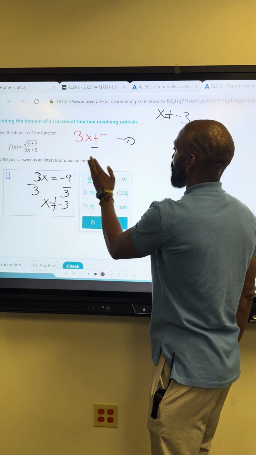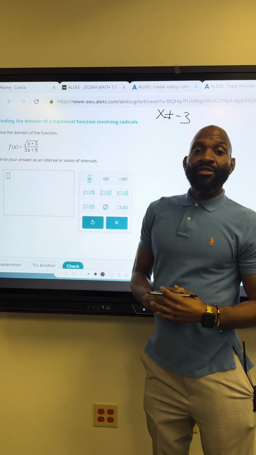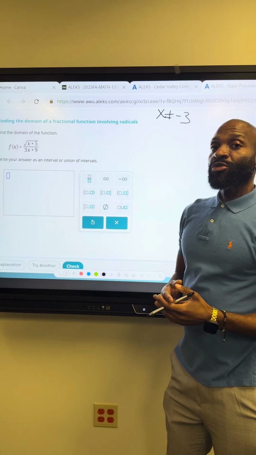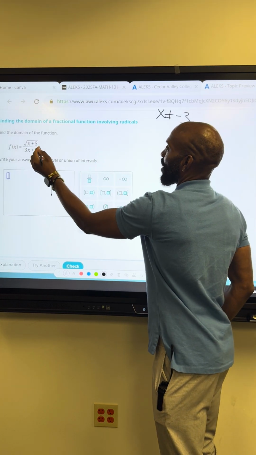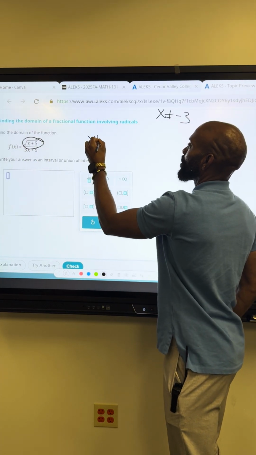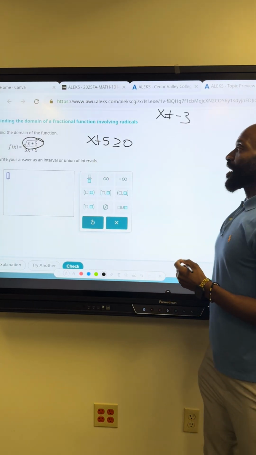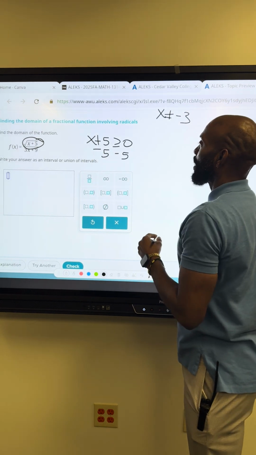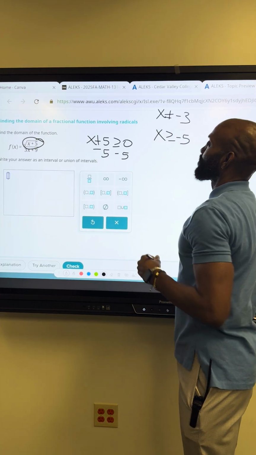Now let's deal with the square root sign. With the square root sign, we can't take the square root of negative numbers. So that means that all of our x values can either be 0 or positive. Whatever you have up under the radical sign, the square root sign, we need x plus 5 to be greater than or equal to 0. Now we just need to solve for x. That's pretty simple. We can subtract 5 from both sides. So we know that x has to be greater than or equal to negative 5.